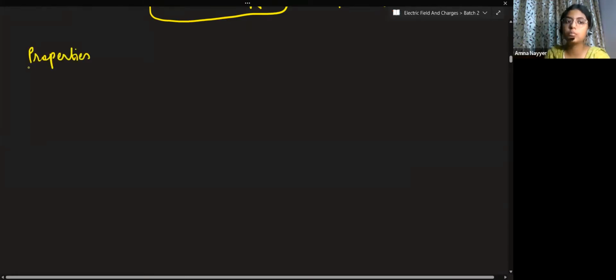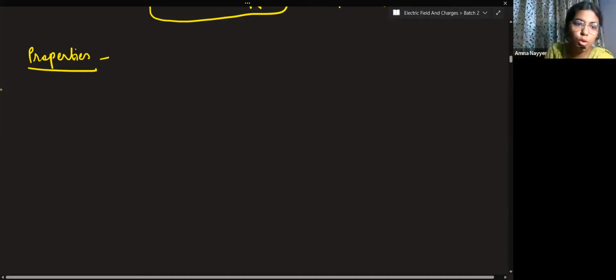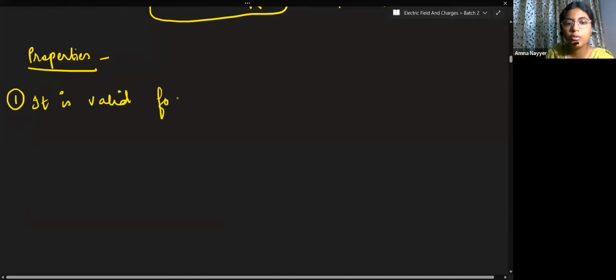Properties of Coulomb's law. We have done properties of electric charge. Those properties were independent, for those electric charges. Now we are writing properties which are valid for Coulomb's law. So the first property is that it is valid for point charges.